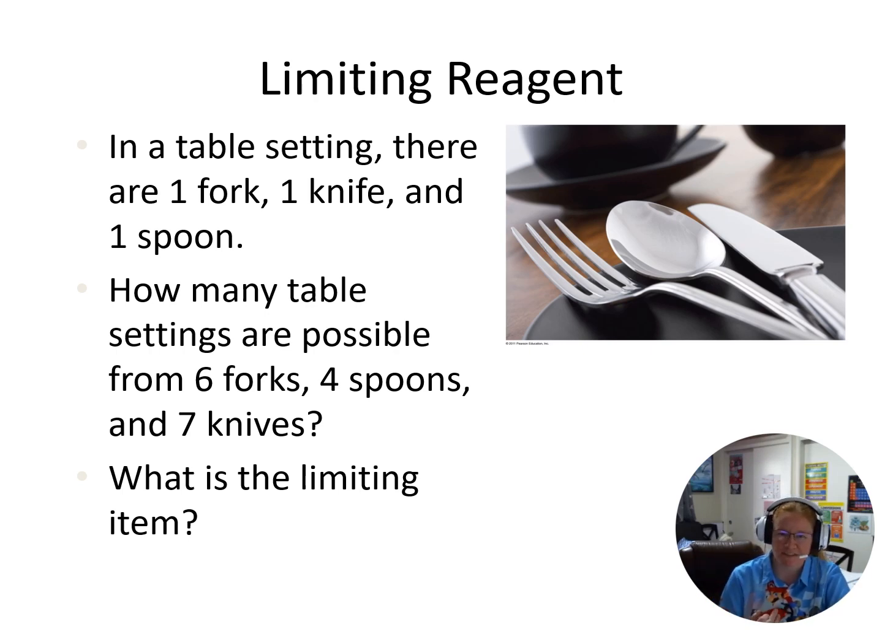They grab 6 forks, 4 spoons, and 7 knives. Now, if we need one of each to make a complete table setting, how many table settings are possible from this mixture here? 4 settings. Okay, we need one of each. So what was our limiting item this time? The spoon. Which ones do we have in excess? Forks and knives. Okay.